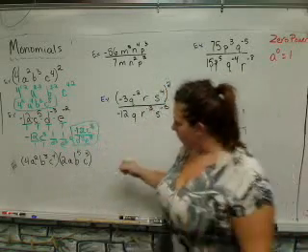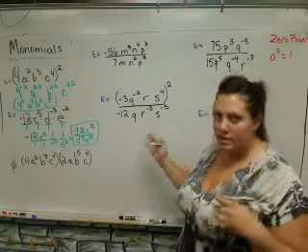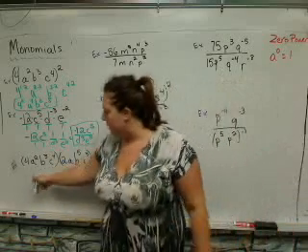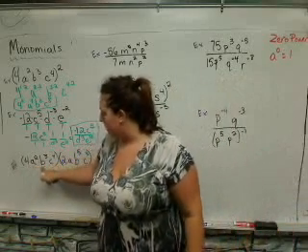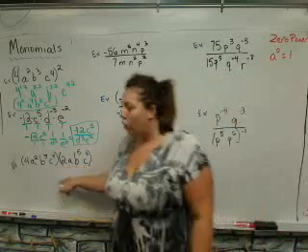All right. Next example. We have a huge monomial. This is a monomial because everything is being multiplied together. 4a squared, b cubed, c to the 4th, 2ab. Those are all being multiplied together.